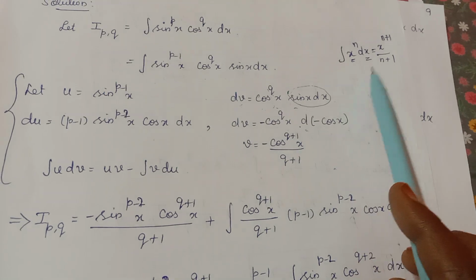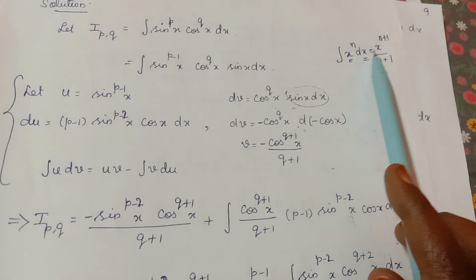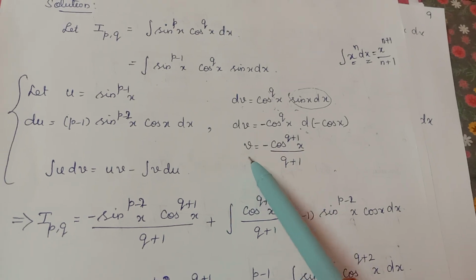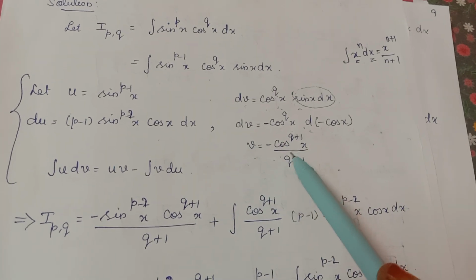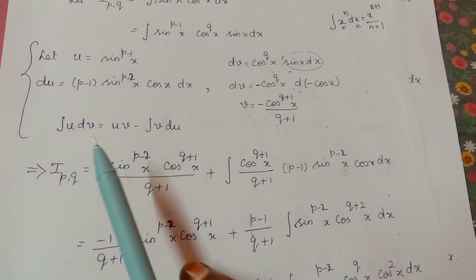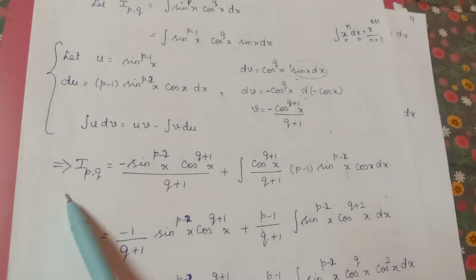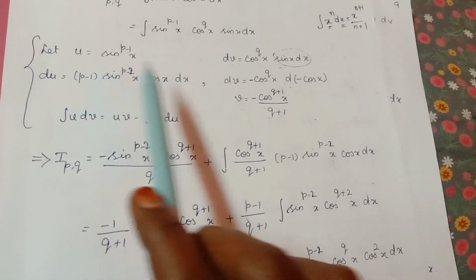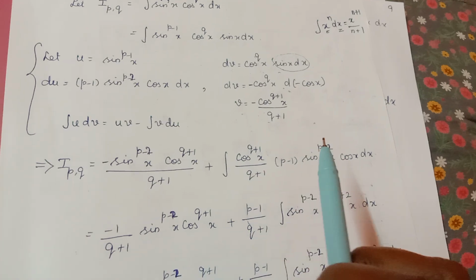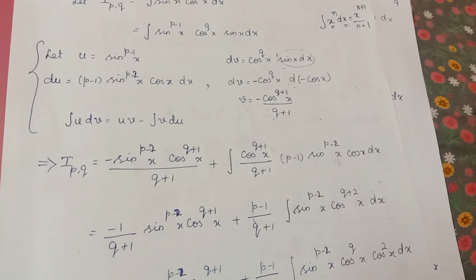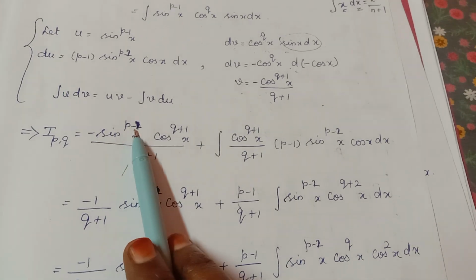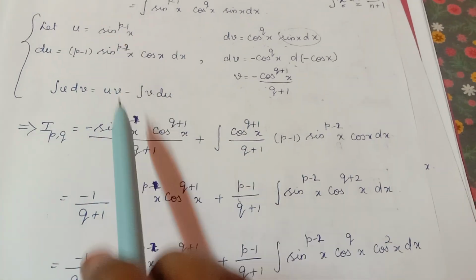Now this takes this form, integration of x power n into dx. What's the formula? x power n plus 1 by n plus 1. So simply integration of this will become minus cos power q plus 1 x by q plus 1. So now you know what is u and v. Now you substitute. So I p q equal to sin power p minus 1 x, that is u only we are writing.